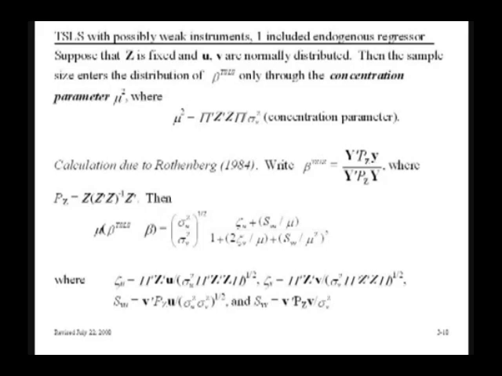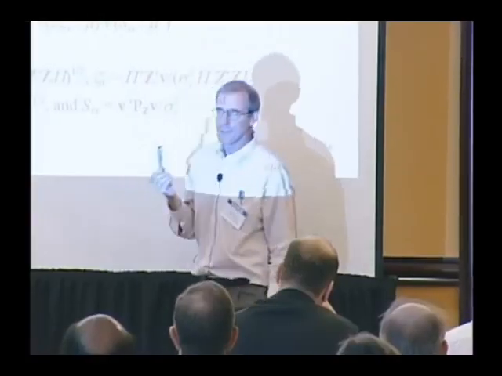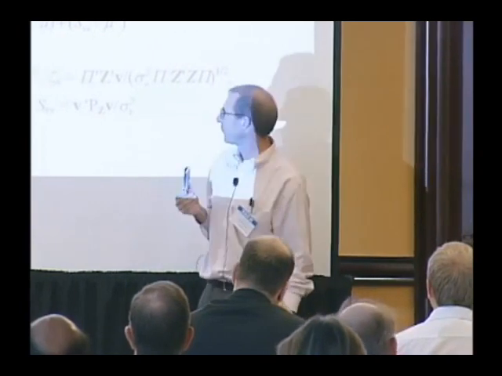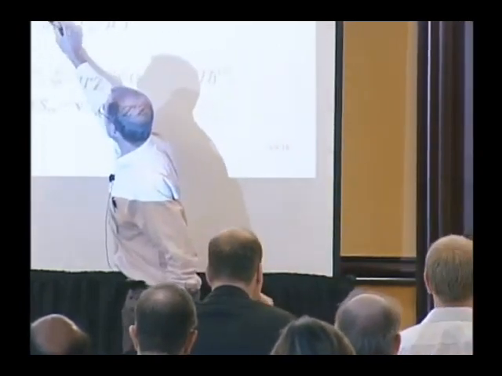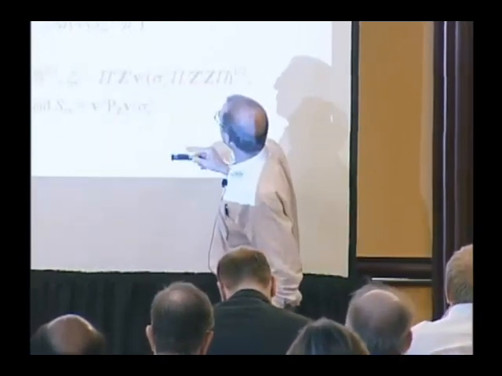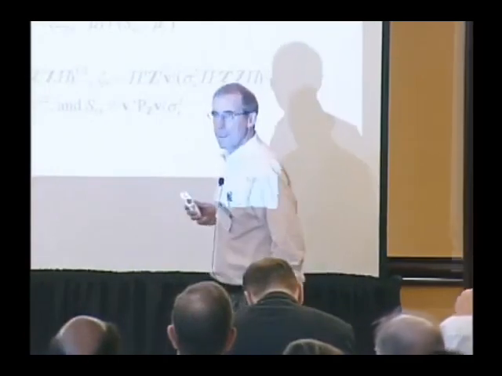And the thing that's interesting about this expression is that every one of these random variables has a distribution that does not depend on the sample size. Okay? So there's only one way that the sample size enters, and that is through the concentration parameter. If you look at this, the sample size does enter through the concentration parameter because there's this z prime z. The more observations you have, the bigger z prime z, right? So the sample size enters through the concentration parameter, but nowhere else.